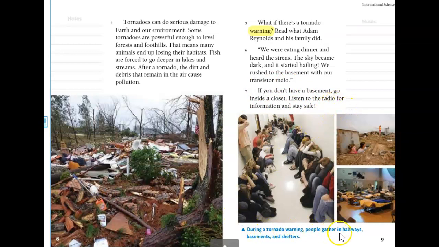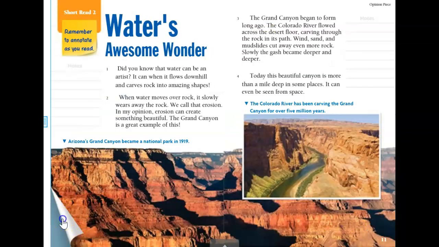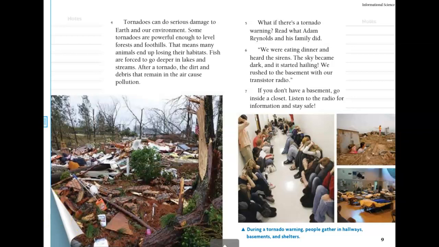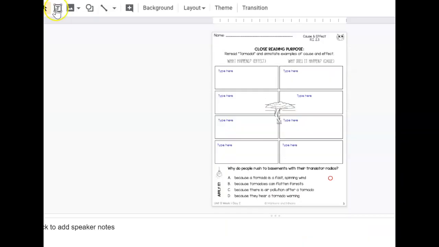During a tornado warning, people gather in hallways, basements, and shelters. And as you can see, there are some pictures of people, it looks like at a school. This is a shelter, and this looks like a picture after a tornado, okay? Oh, we're not there yet. Okay, so now that we went there, let's go ahead to our white workbook to see what our next task is.